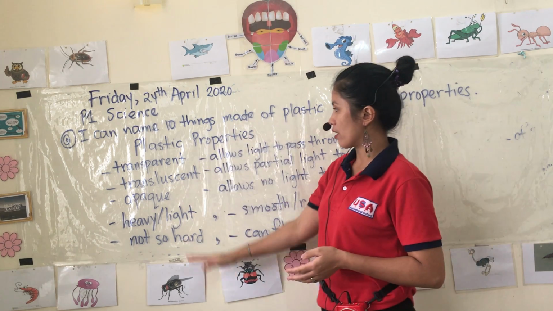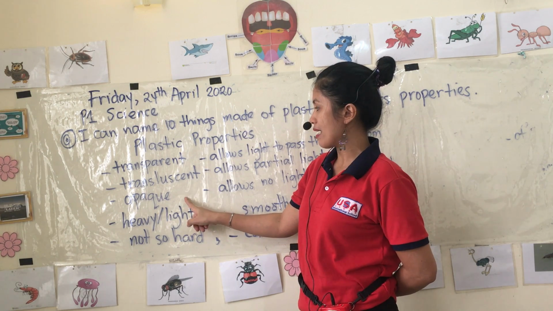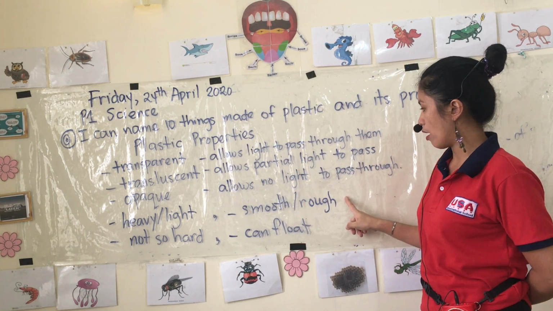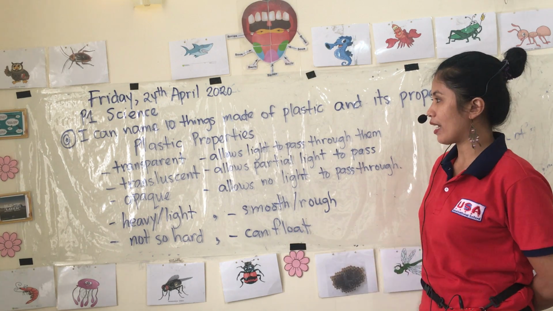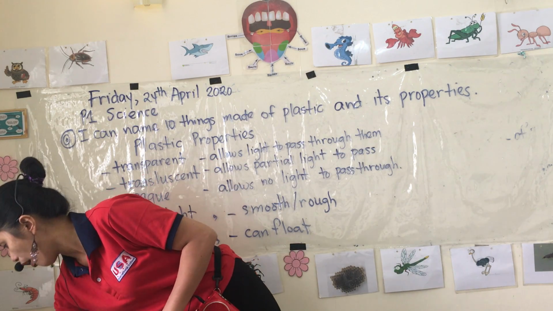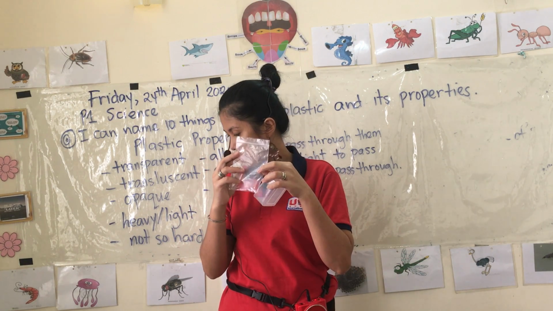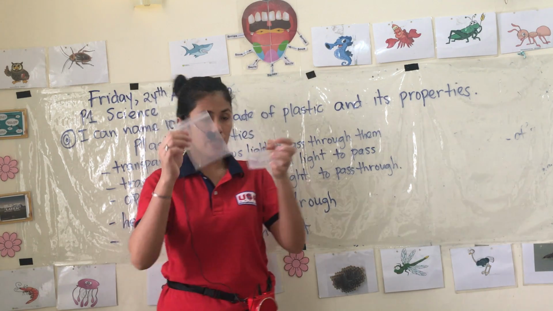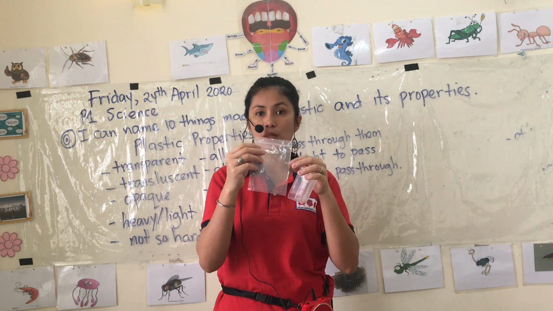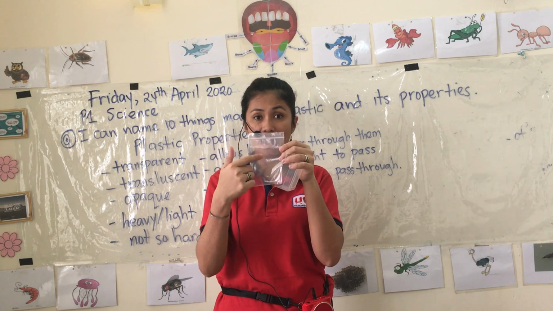So I have written here the words transparent, translucent, opaque, heavy, light, not so hard, smooth or rough, and can float. Let's start with the word transparent. Some plastic are transparent. When we say transparent, it's like a clear one. For example, I have here this type of plastic. When we say transparent, it's like see-through. We can see what's behind this plastic.